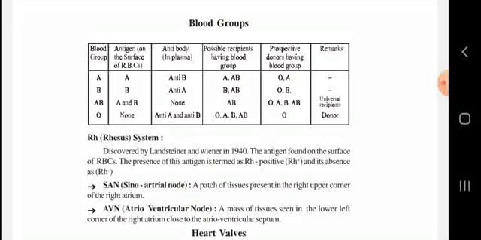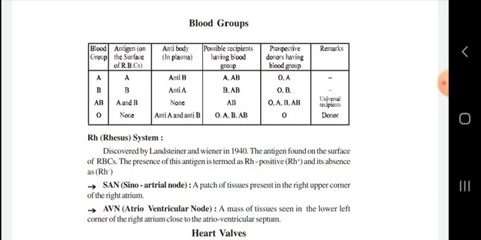Now blood groups: A, B, AB and O. Antibodies in plasma: anti-B, anti-A, none, and anti-A and anti-B are present in O, antibodies that fight against the other antigens.